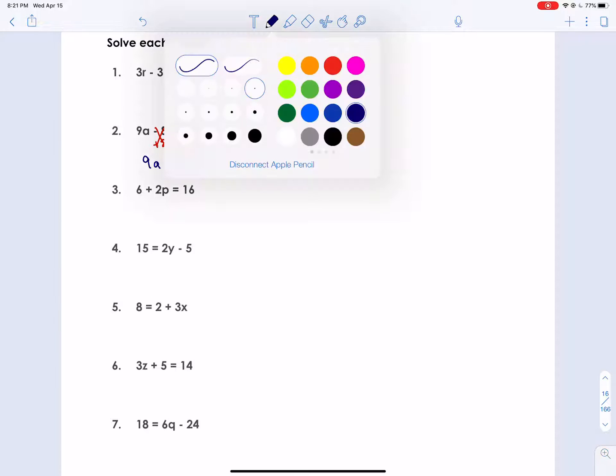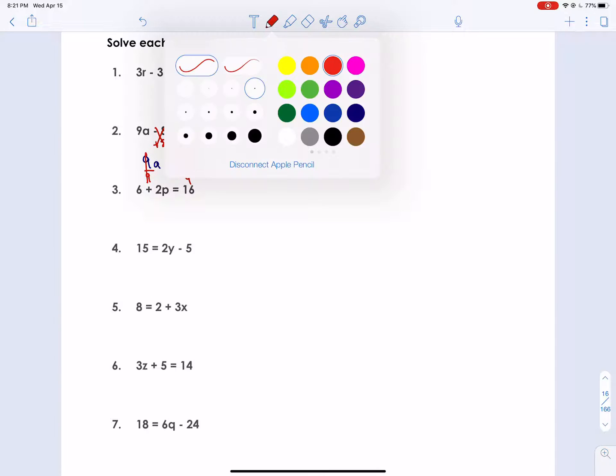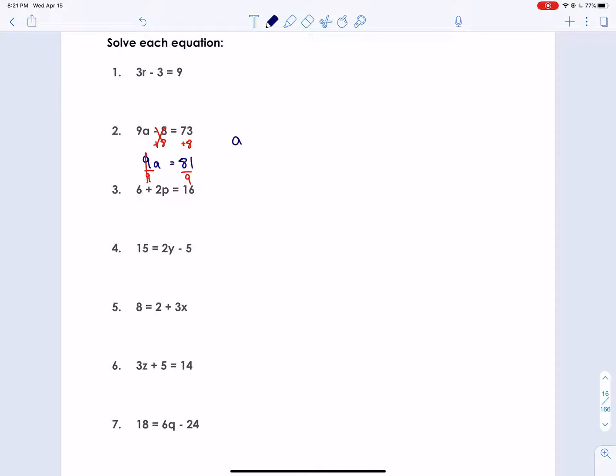Okay, and then we divide. So we want 1a. We don't want 9a. So to make it a 1, we need to divide both sides by 9. So that makes it a 1. So 1a equals, so I'm going to write over here, a equals 81 divided by 9 is 9. All right, let's try another one.